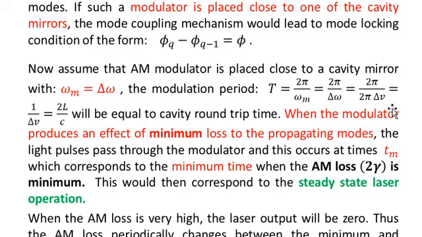And when the modulator has a maximum amplitude, it presents a maximum loss to the propagating modes of the laser cavity. When the cavity loss is maximum, of course the output may nearly be zero. So when the loss due to the modulator is set to the minimum condition, of course we shall achieve steady state laser operation.